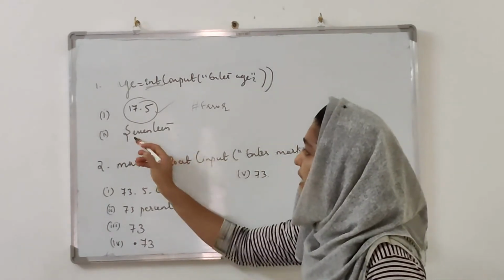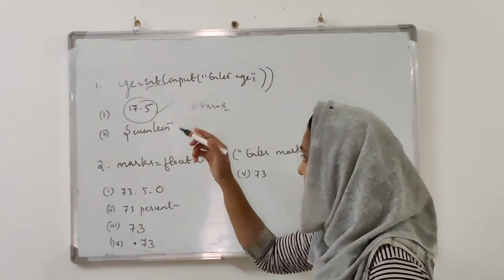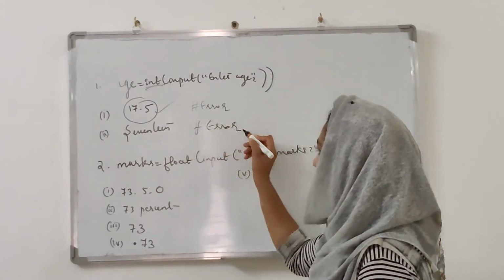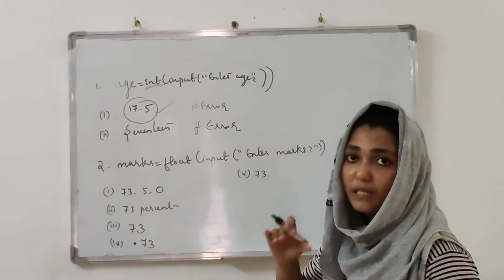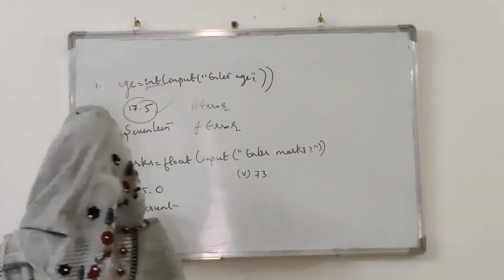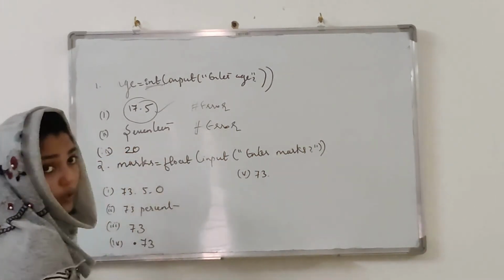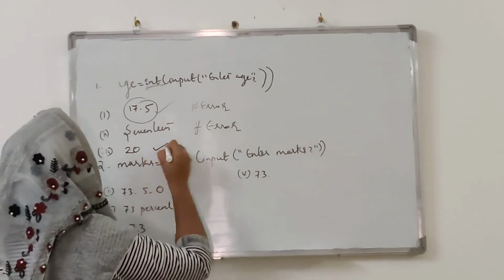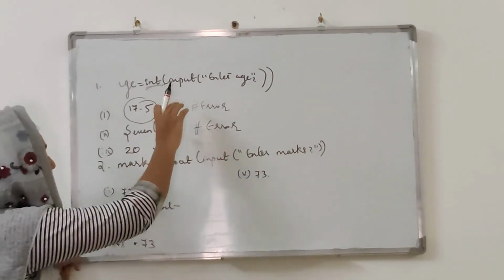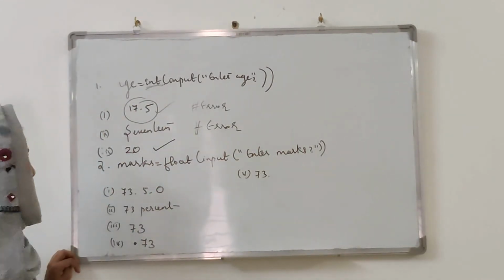In the second case, another user enters the value in words like this, seventeen. In that case also, an error message will be displayed: not compatible type. A third user enters the value 20. Will it work or not? This will work. Why? Because this is an integer value. So remember these things while entering values into the system.